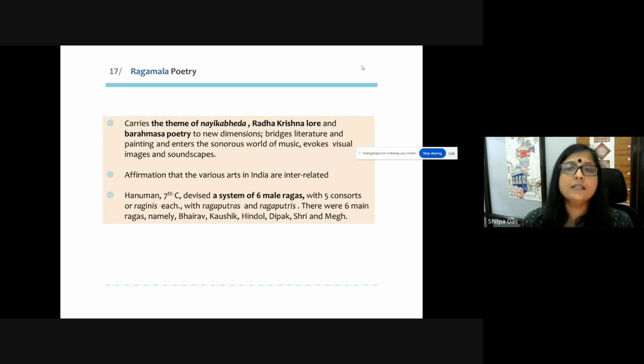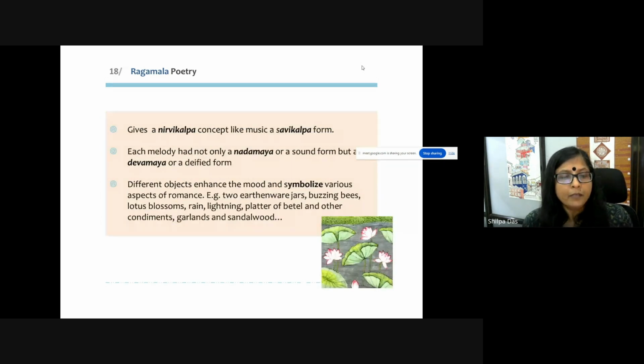And each of these male ragas has five or six wives or raginis. There is also an elaborate system of ragaputras and ragaputris. I'm not going into all those details. So, what Ragamala painting does is that it gives an abstract concept like music a concrete form. The Nirvikalpa becomes Savikalpa.